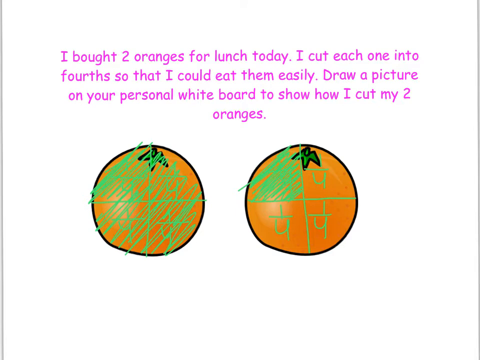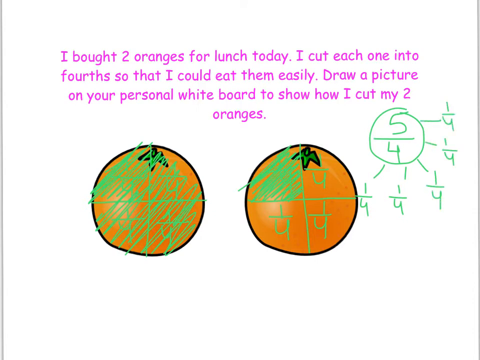I can also show 5/4 using a number bond of unit fractions. So here's 5/4. And I know that I can break this up into unit fractions: 1/4, 1/4, 1/4, 1/4, and 1/4, 5 times. I can decompose it further into unit fractions.